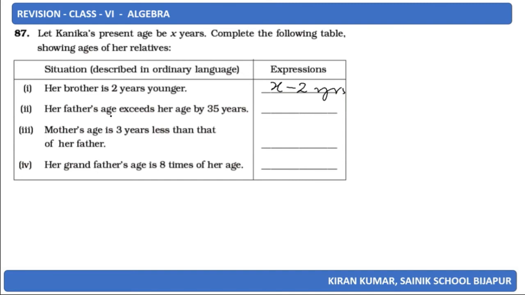Her father's age exceeds her age by 35, so father's age will be X plus 35 years. Mother's age is 3 years less than that of the father, so it is X plus 35 minus 3. It's nothing but X plus 32 years. Her grandfather's age is 8 times her age. If grandfather is considered, it is 8 times of X years.